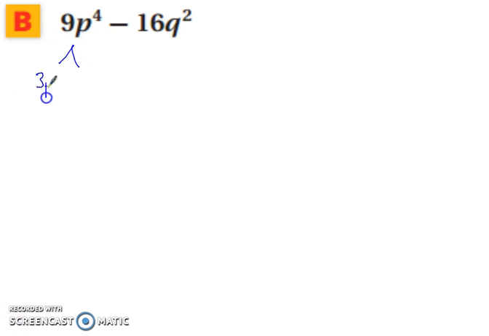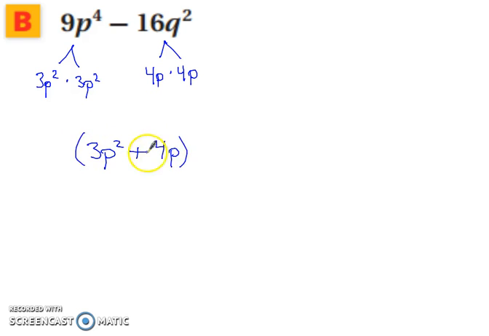Alright, so we have 3p squared times 3p squared. And then for this one, we have 4p times 4p. And we're subtracting here, so we know we have a difference of two squares. Now we simply need to write it out. So we take one factor of our first term, one factor of our second term. One of them is going to be plus, and the other one is going to be minus. That's got to be different.